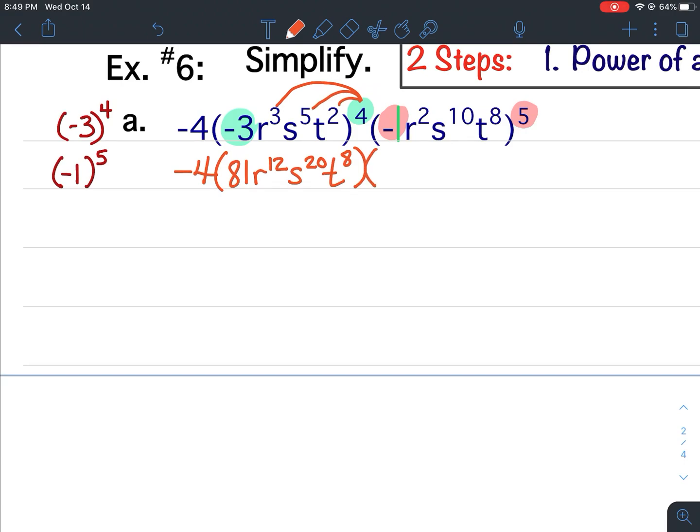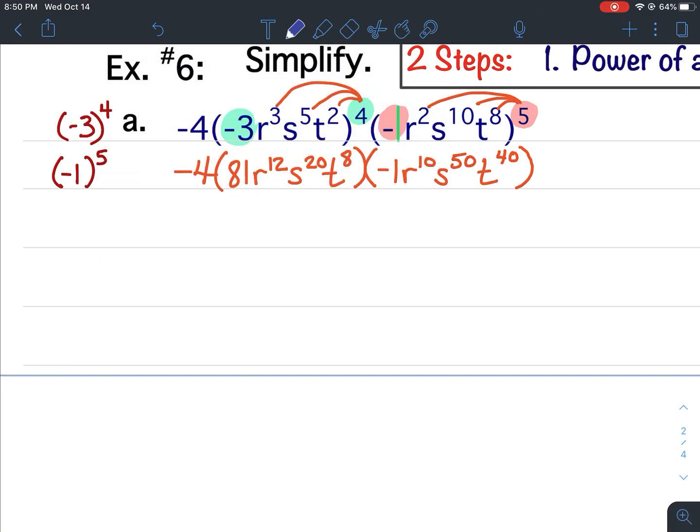I've got negative 1 to the 5th power. Negative 1 to the 5th power, that's an odd number, so it's going to be negative 1. So this is negative 1, and now I take 5 times 2 to get r to the 10th. 5 times 10 to get s to the 50th. And then 5 times 8 to get t to the 40th. And I close my parentheses. So now, when you look at this, now it is multiplication.